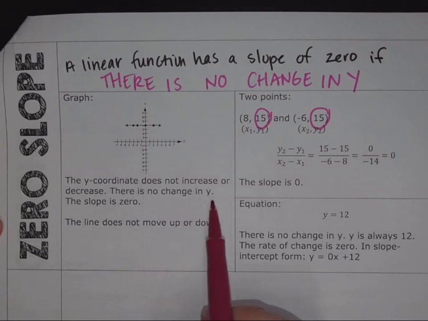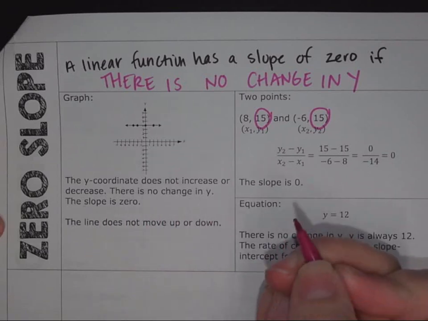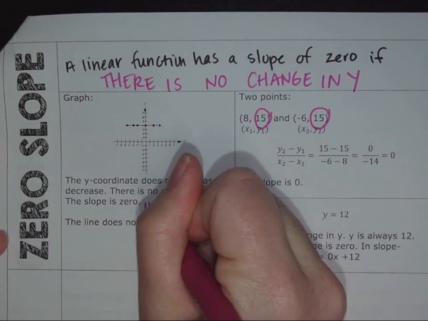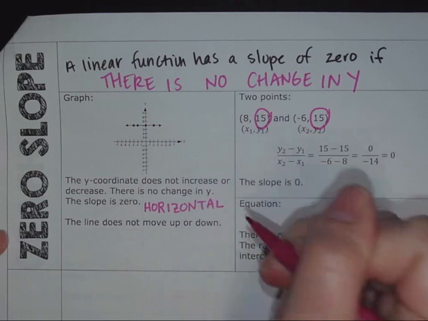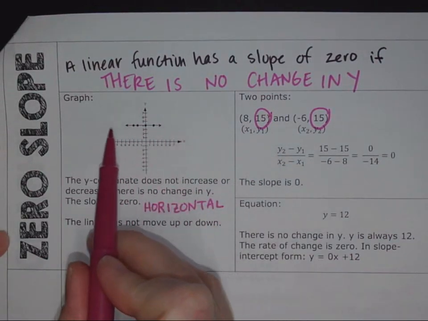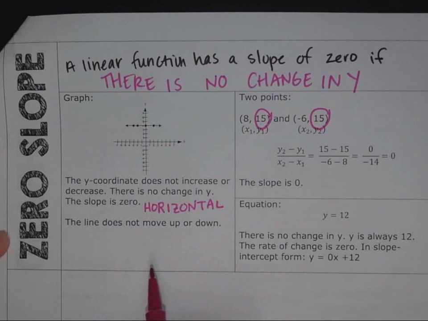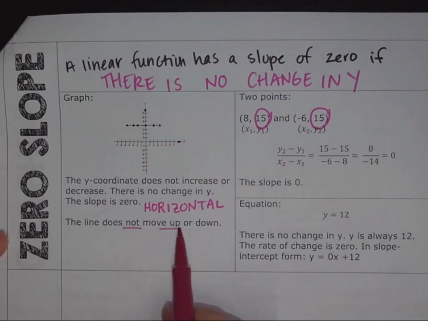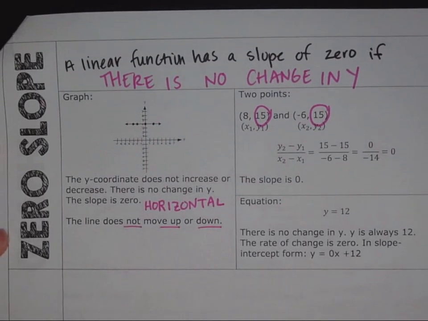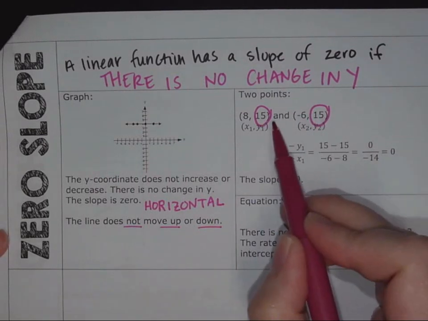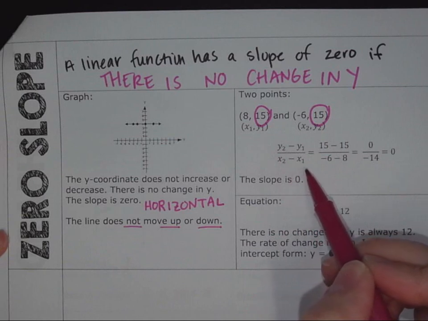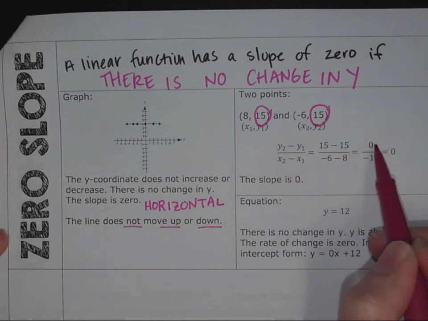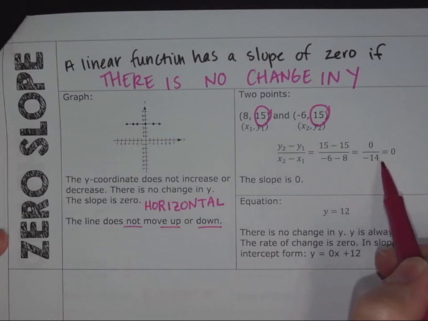There is no change in y. The slope is 0. That's what we were talking about last week when we were talking about horizontal graphs. So if you see something that's horizontal, straight line left to right, there's no change in y. It's not moving up or down. If you see 2 points that have the same exact y value, if you plugged those into the slope formula, you would end up with 0 over whatever number here, and that would be 0. The slope would be 0.